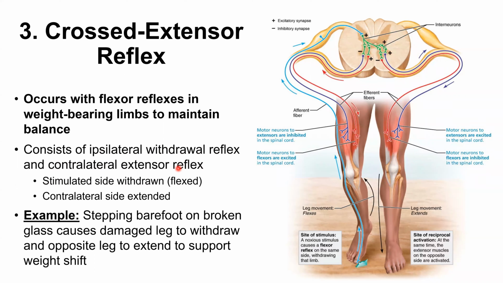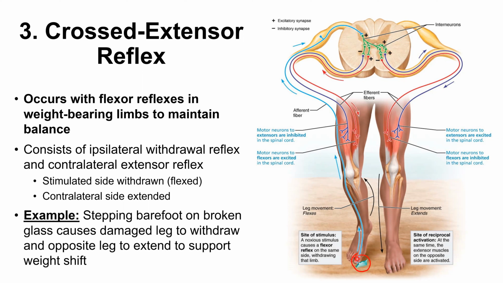The example that I'm going to give to you guys would be stepping barefoot on broken glass. And this particular reflex is going to cause the foot that you stepped on the glass with to withdraw, to contract and lift up. And then it's also going to cause the other leg to extend, to sort of push down so that you can maintain your balance. All right, so let's talk about what's exactly going on in this example. Okay, so the site of the stimulus then is, you're going to have receptors right here on the toe.